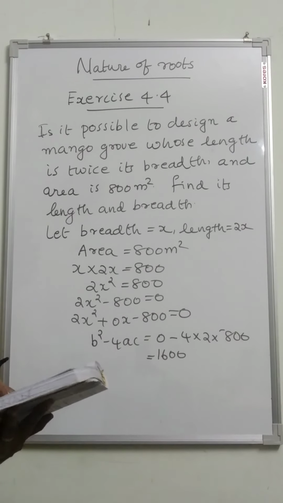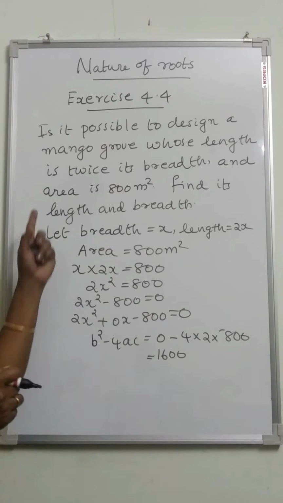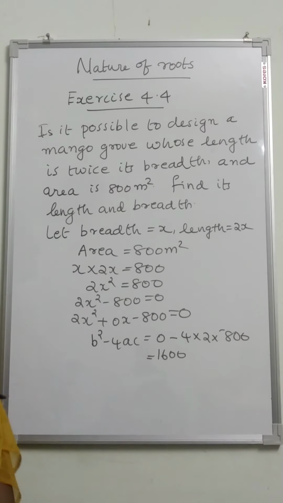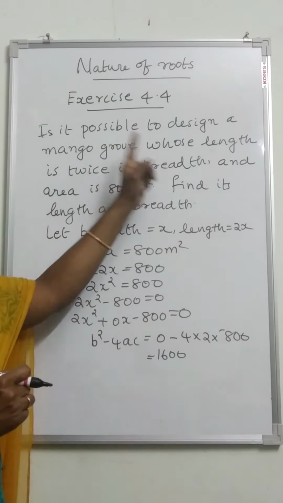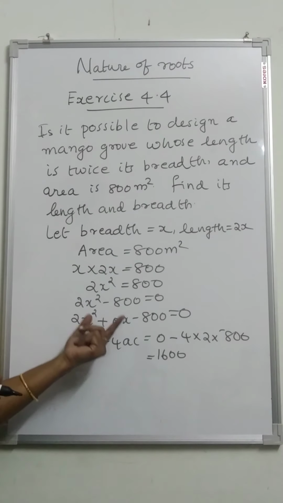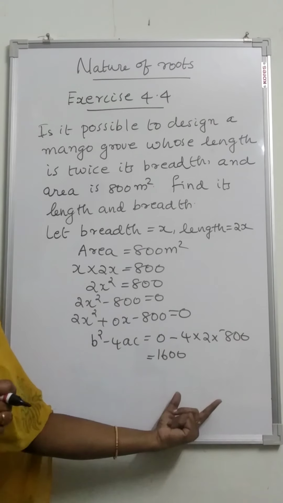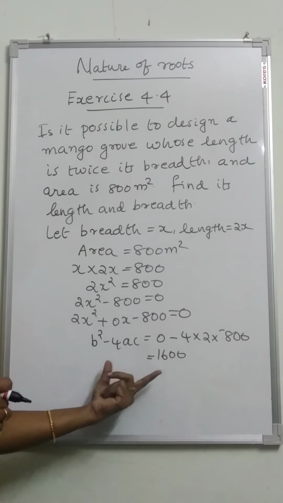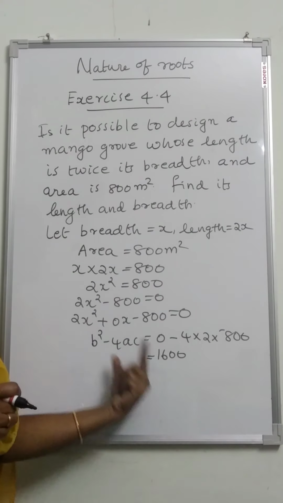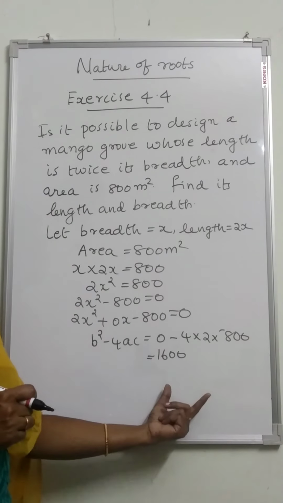Clear? Then, third question. Is it possible to design a mango grove whose length is twice its breadth and area is 800 meters square? Find its length and breadth. Is it possible to design a mango grove? For that, we have to find the value of b square minus 4ac. If b square minus 4ac is less than 0, it is not possible to design a mango grove. If b square minus 4ac is greater than or equal to 0, we can design a mango grove. Okay, first you have to find b square minus 4ac.